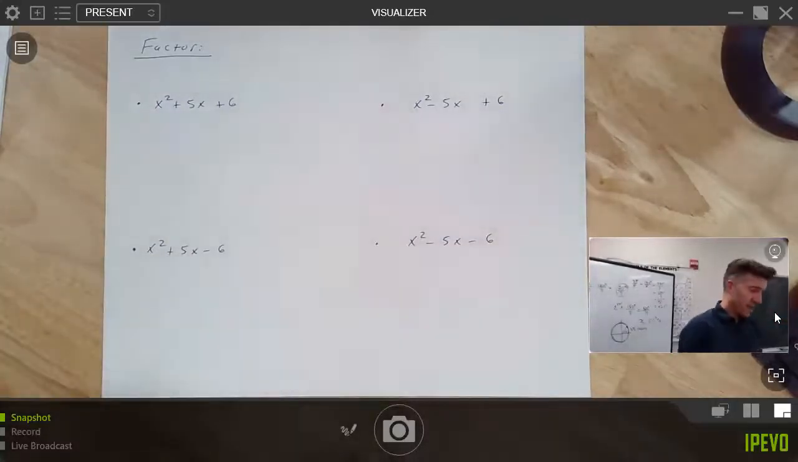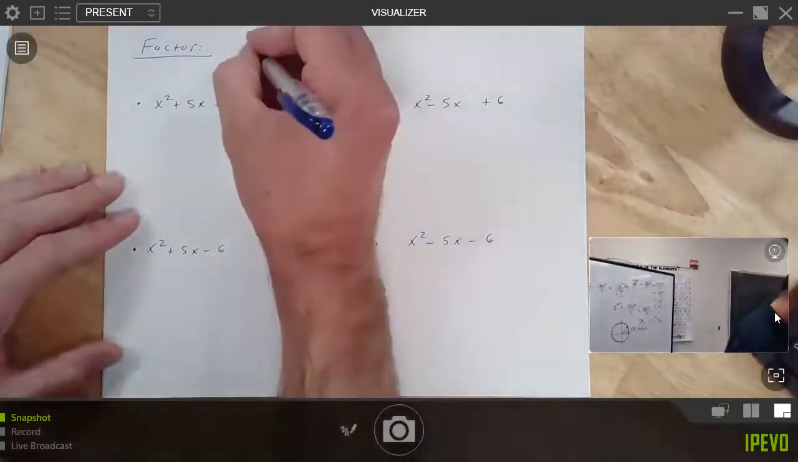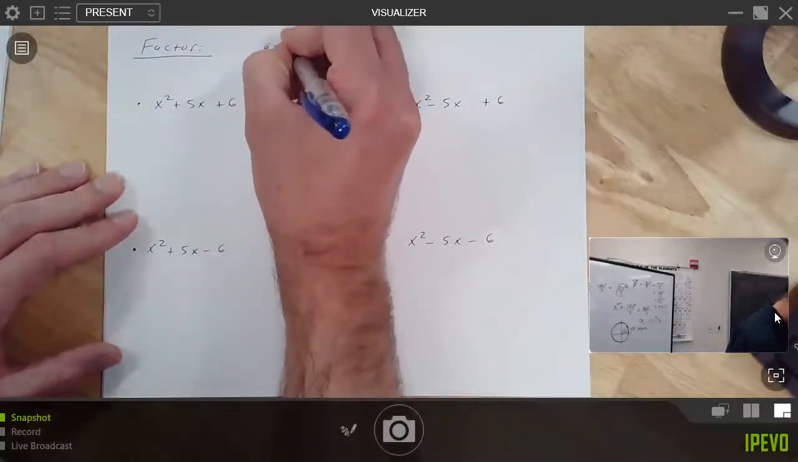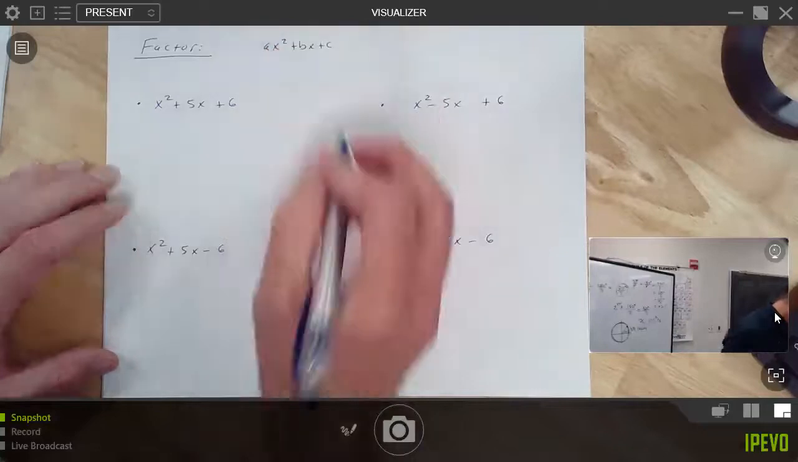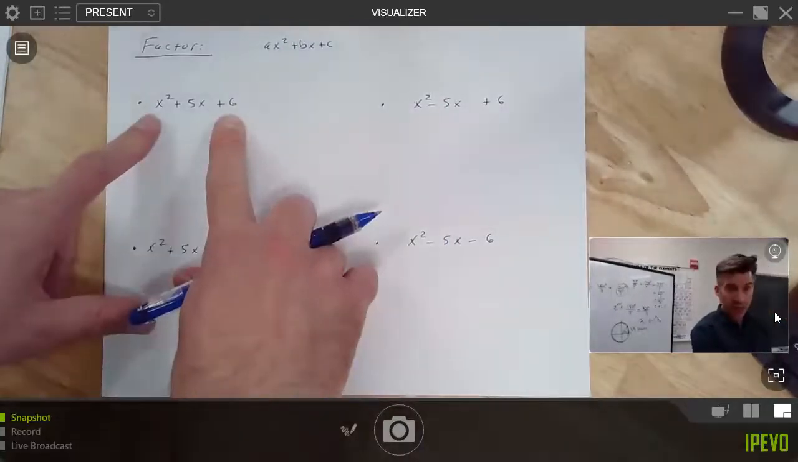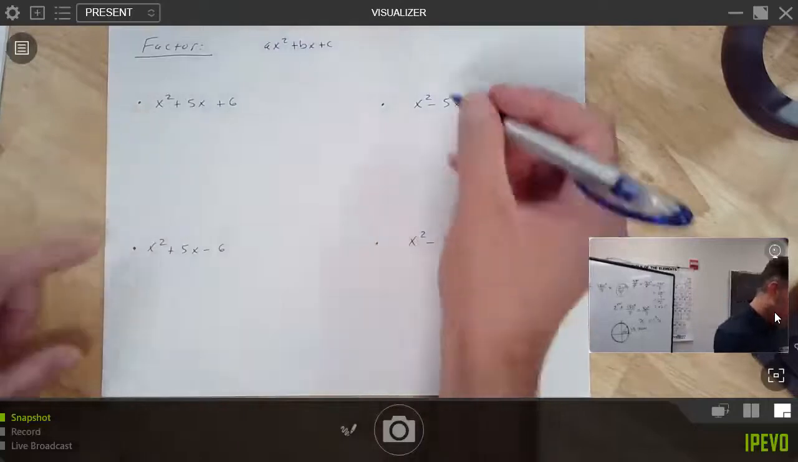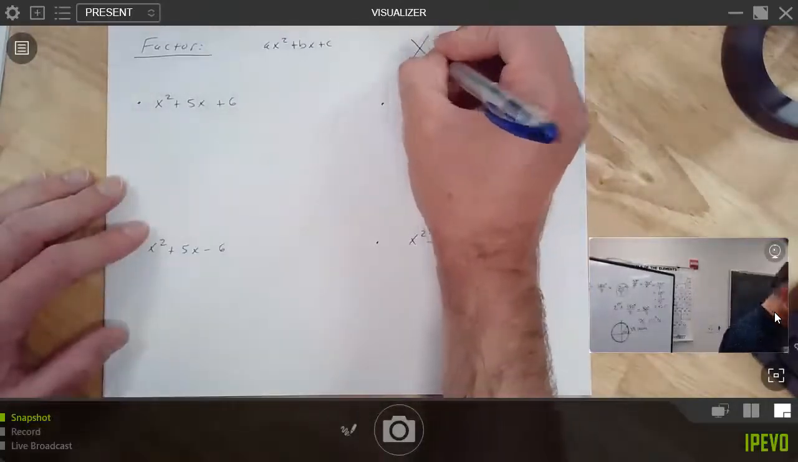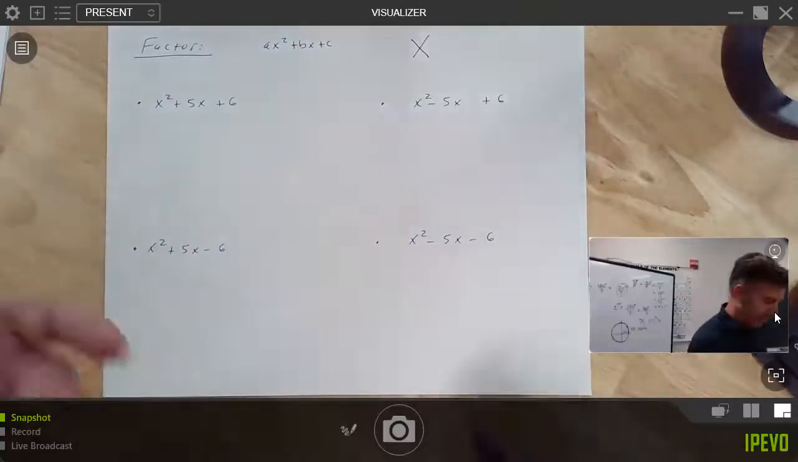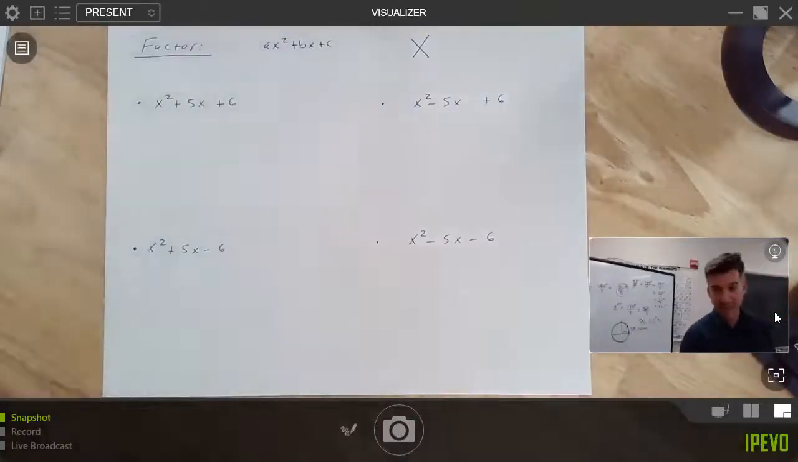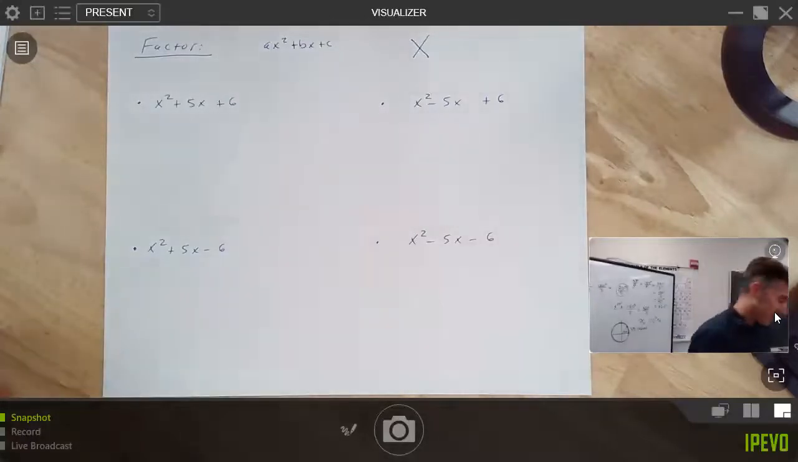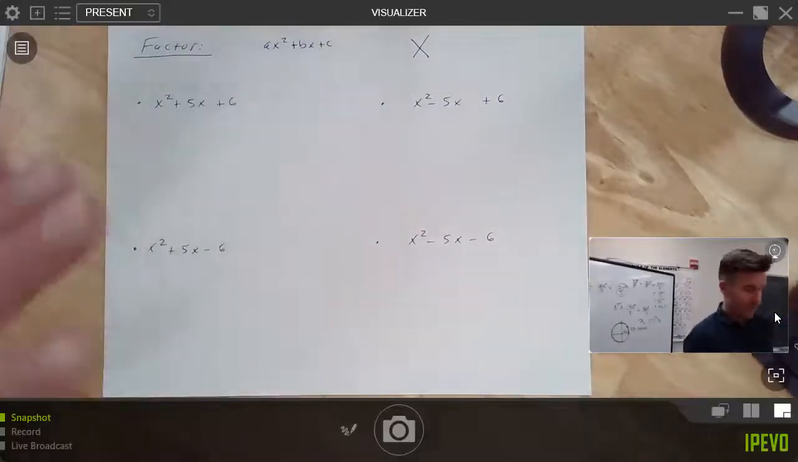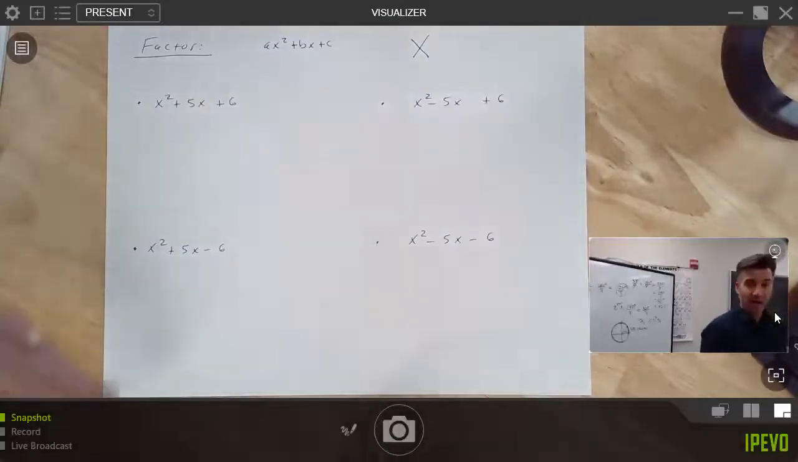In each of these, I'm looking for things that multiply to a times c, if we're thinking of this as ax squared plus bx plus c. Here we're trying to multiply to 6 and add up to 5. I know I've seen people do this cool thing where they're like, I have no idea. Anyway, you've probably seen something like this before.